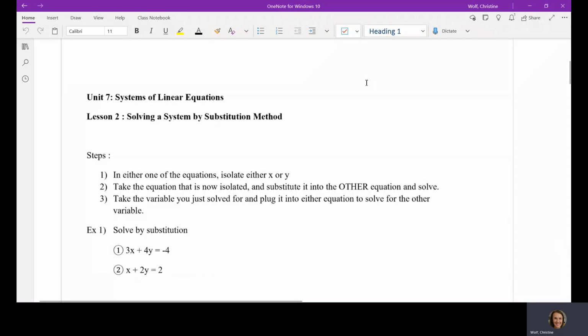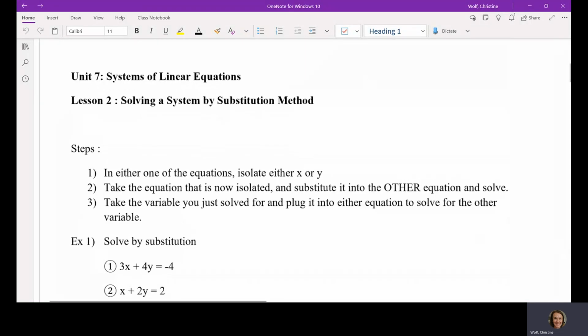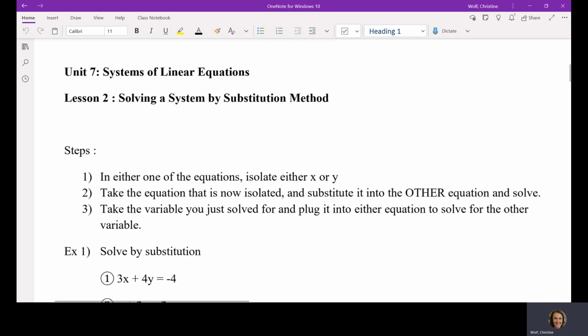So if you recall from the first lesson we did of Unit 7, we are talking about systems of linear equations, which essentially just means that we're talking about two equations or two lines on a graph. And the solution that we're looking for is where the two lines would cross on a graph. So we're looking for the point, the coordinate of where they cross.